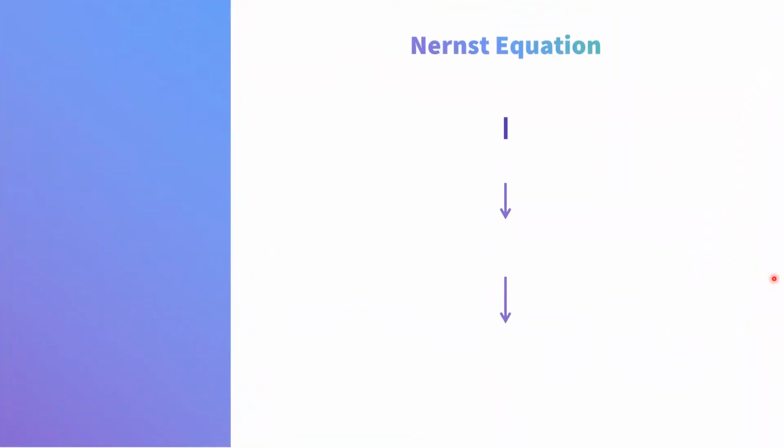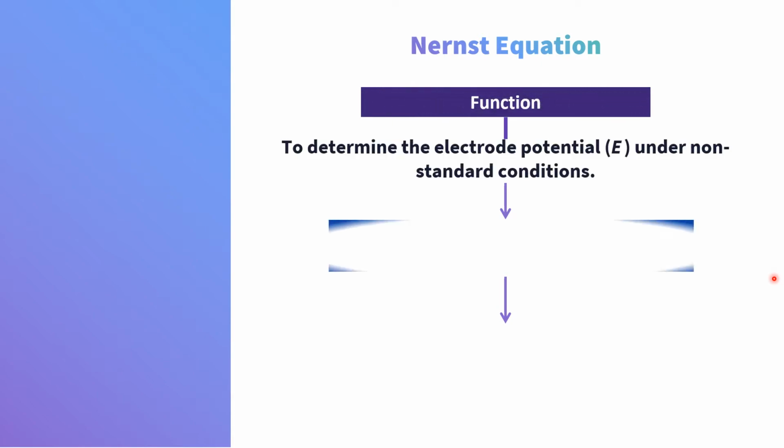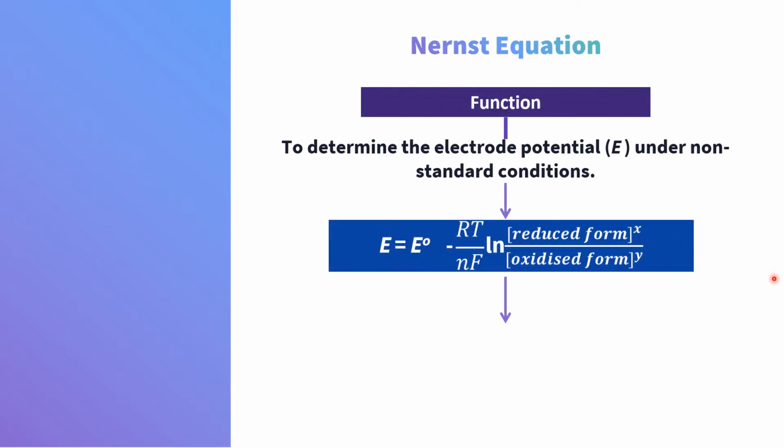The function of the Nernst equation is to determine the electrode potential under non-standard conditions. So the formula is E equal to E0 minus RT over nF times ln concentration of reduced form to the power of x divided by concentration of oxidized form to the power of y. The E0 here is the standard cell potential, R is the gas constant, T is thermodynamic temperature, n is the number of moles of electrons involved, F is the Faraday constant.